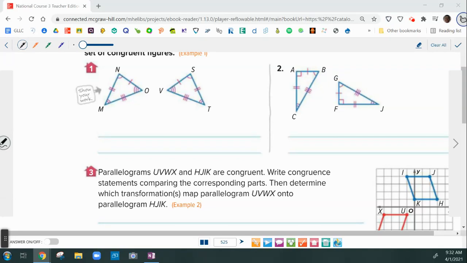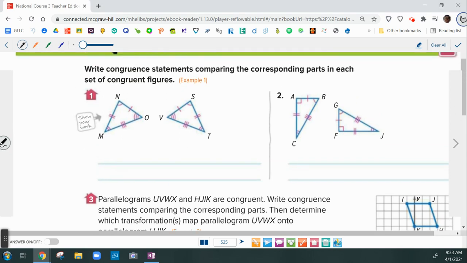Okay, quick review on the answers here. Make sure you're fixing your answers if you got anything wrong. Now, for these first two, we needed to write congruent statements, comparing the corresponding parts in each set of congruent figures.